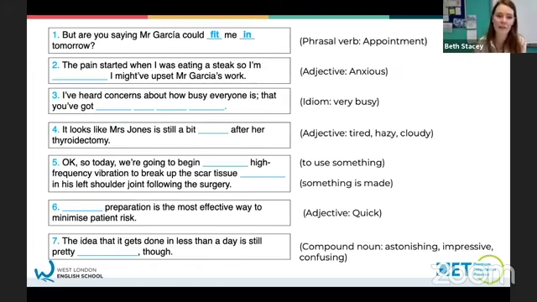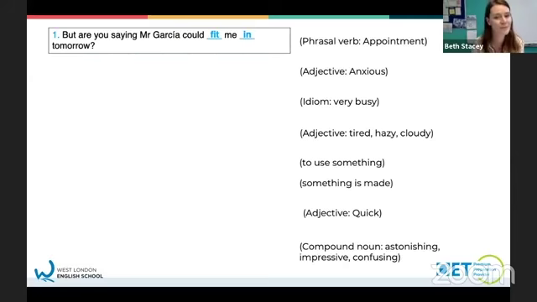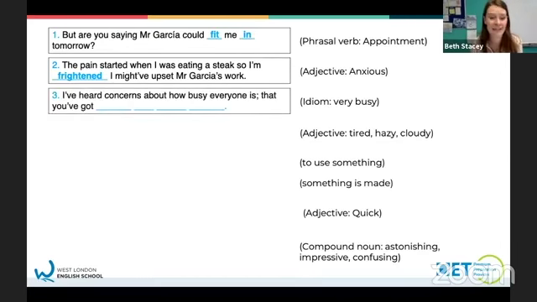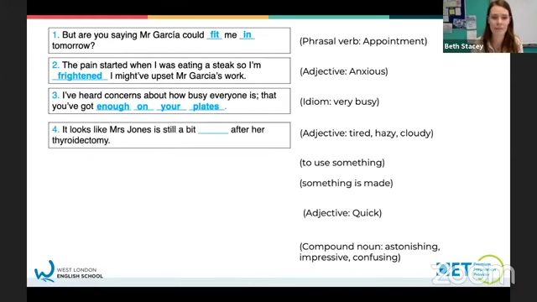Okay, so what do we think for number 2? So the pain started when I was eating a steak, so I'm frightened I might have upset Mr. Garcia's work. So frightened and anxious are synonyms. Number 3, hopefully you remember this. I've heard concerns about how busy everyone is, that you've got enough on your plates. Number 4, it looks like Mrs. Jones is still a bit groggy after her thyroidectomy.